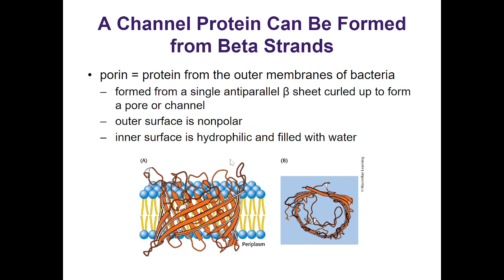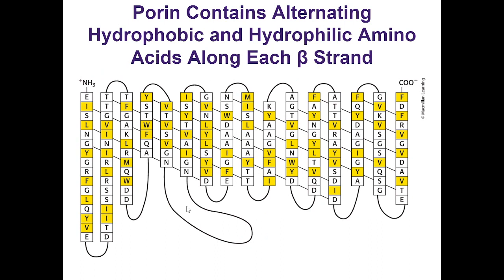Okay. The outer surface is going to be nonpolar. The inner surface is going to be hydrophilic. This will be filled with water. It usually makes pretty big channels when you see them. The porin is going to contain alternating hydrophobic and hydrophilic amino acids. They're going to be along each beta strand, and this is what we see right here. See how they alternate between them? And it's literally the anti-parallel, remember, causes you to have pointing in the opposite direction R groups. Remember that? And that's what you're seeing, is you're seeing that opposite directions for the anti-parallel. Okay?